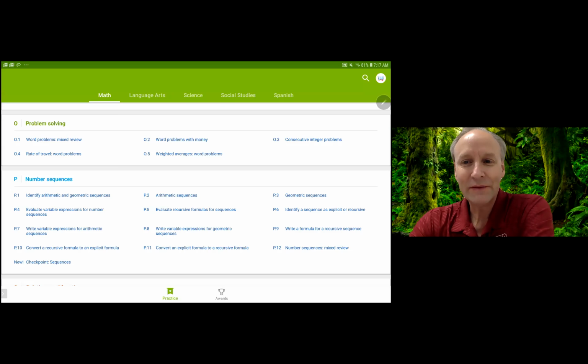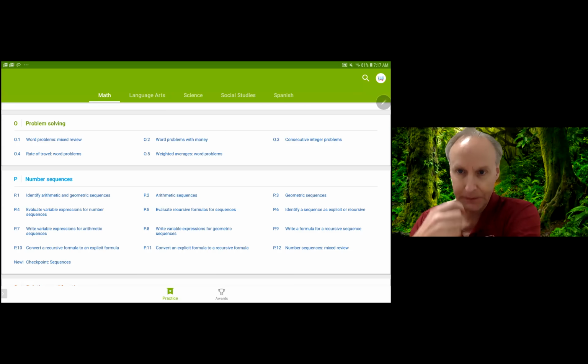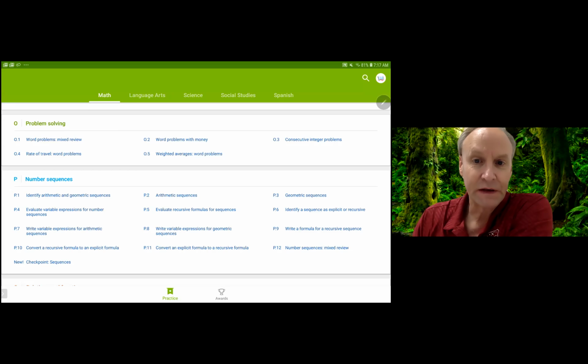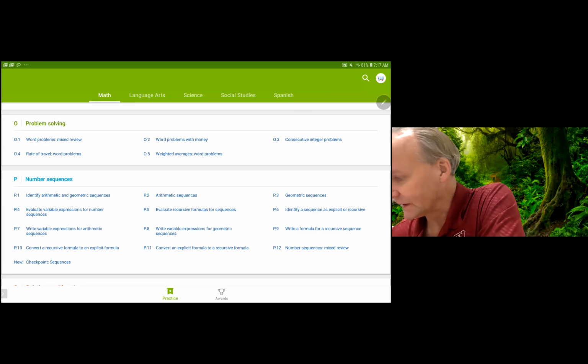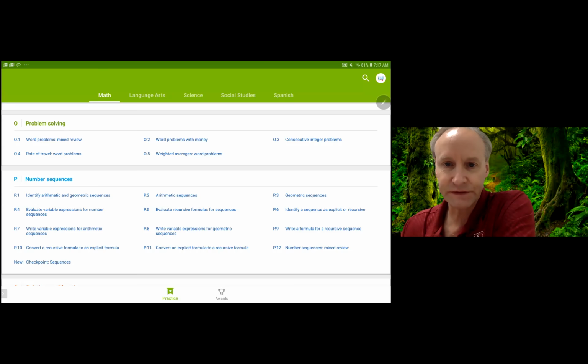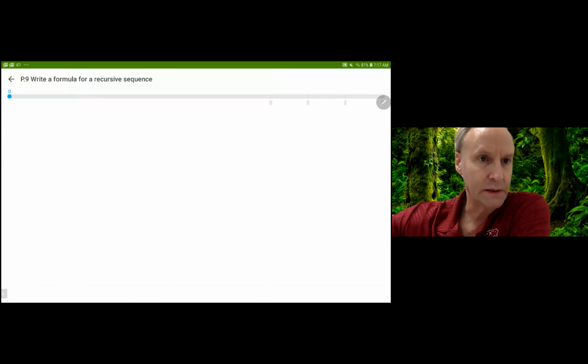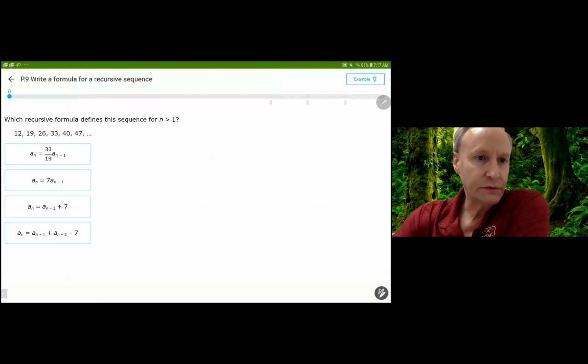Hi, everybody. Today we're doing P9, which says we're going to write a formula for a recursive sequence. Fortunately for us, it's more about identifying the right formula. So I previewed it, which I usually don't do because I like it to be a surprise. But I wanted to take a look at this one because a recursive sequence formula is very difficult to write by itself. But it should be pretty easy to identify the right one. Basically, we just have to know what we're looking for.